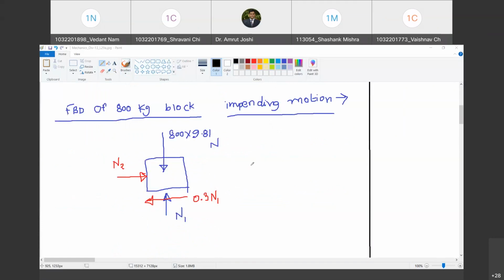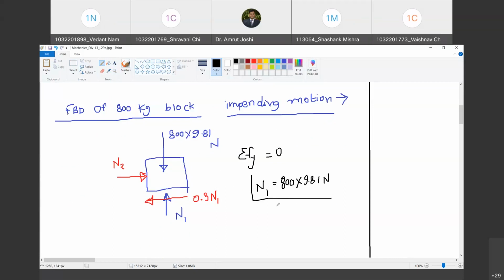Can I solve for those two unknowns? Yes, because I have two equations. Which equations? Summation Fx equal to 0 and summation Fy equal to 0. If I start with Fx, N1 and N2 both will be involved. But if I start with summation Fy, only N1 will be involved. Are you with me? And that gives me N1 is equal to 800 into 9.81 Newton. Do you agree with me? So that's fine.